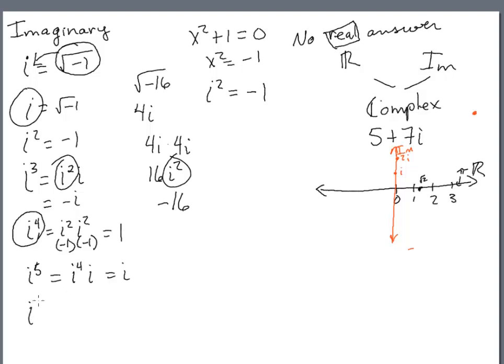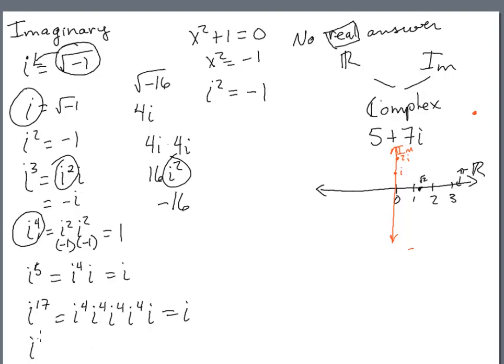So let's say we get i to the 17th power. Well, I like i to the 4th being 1, because that's the multiplicative identity and goes away when I want it to. So i to the 17th would be i to the 4th, i to the 4th, i to the 4th, i to the 4th, 4, 8, 12, 16, 17. That all equals i. Isn't that cool?